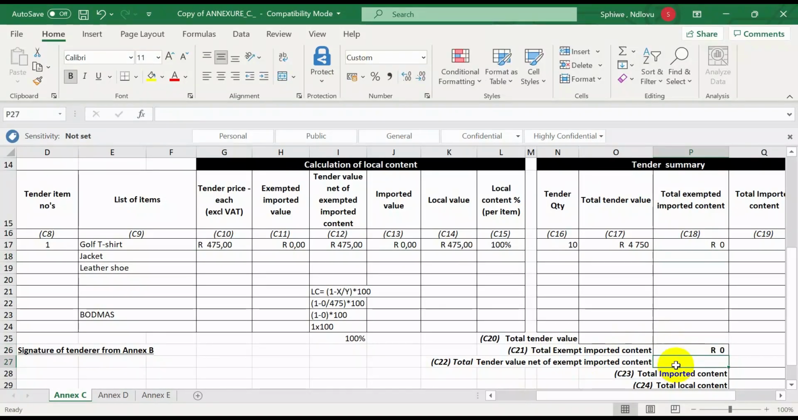And then C22, which is the tender value net of exempted imported content. C22 is the total tender value of C20 minus C21. Sorry, C20 is not 0 because there's that price now, 4,750. C21 is 0 because we don't have any, and then C22 is the total value, which is C20 minus C21, which is 4,750.